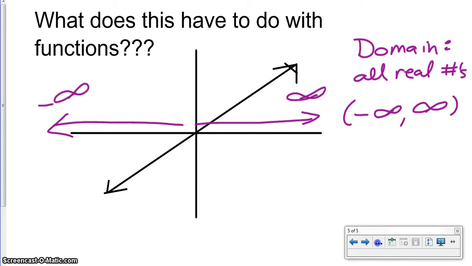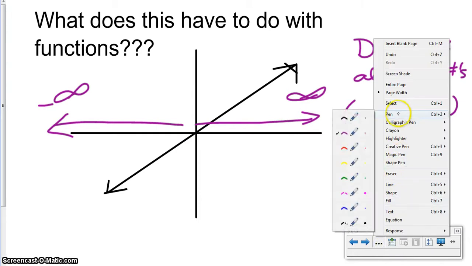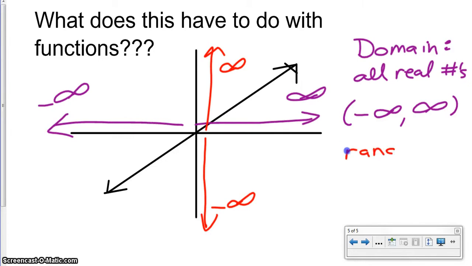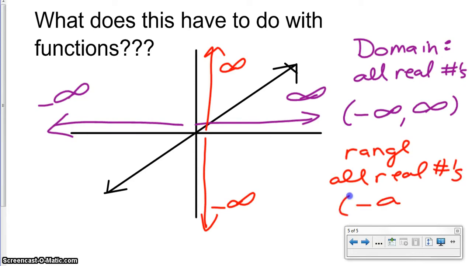What about my y's? What about my range, ladies and gentlemen? Well, my range goes to negative infinity and beyond, and positive infinity and beyond. So for my range, Mrs. Rose could say all real numbers, or she could say from negative infinity to positive infinity, right?